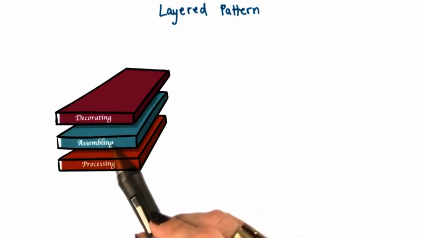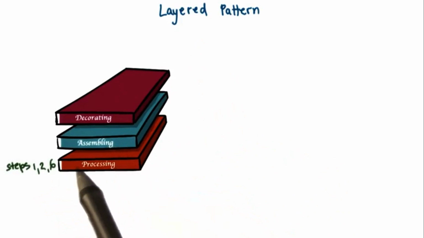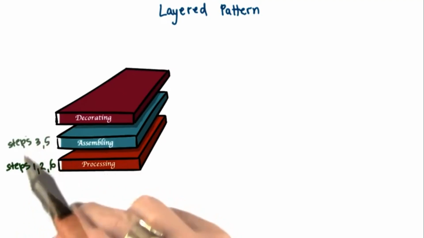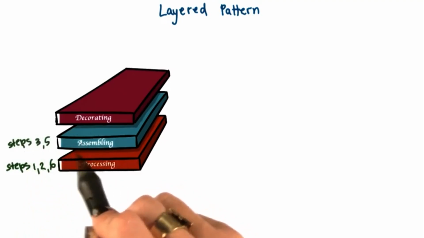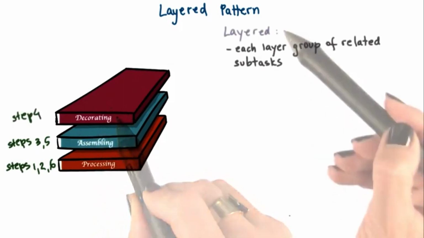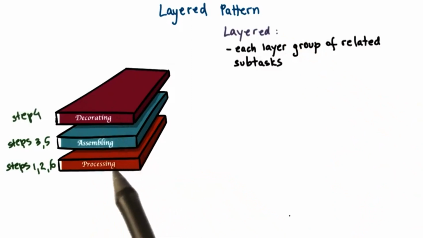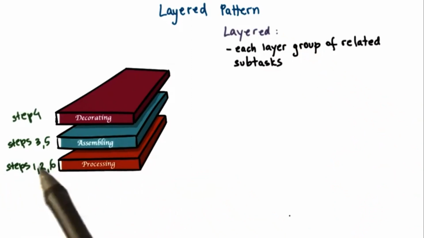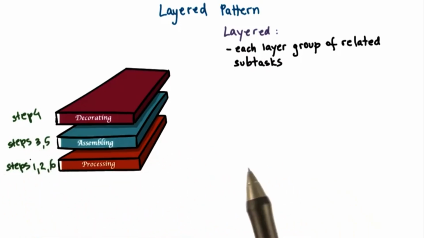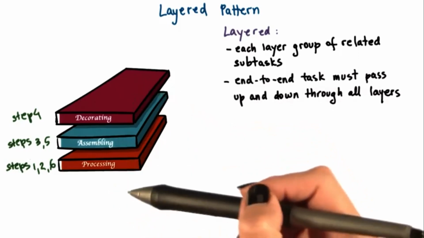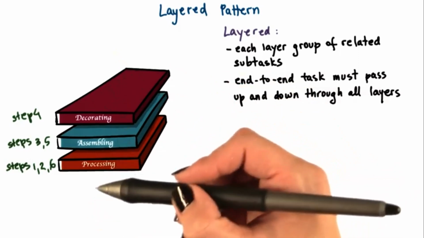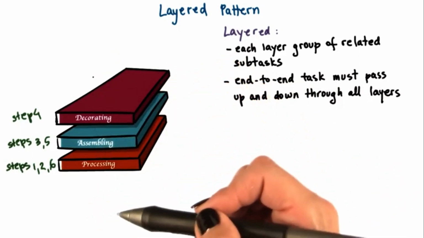Let's return to the toy shop example. Steps 1, 2, and 6, all of them deal with order processing. Accept the order, parse the order, ship the order. Steps 3 and 5 deal with cutting and assembling the wooden pieces for the toy. Step 4 deals with decorating or painting the toy. A layered model is one in which each layer is assigned a group of related tasks, and the threads that are assigned to a layer can perform any one of the subtasks that correspond to it. End-to-end, though, a task must pass up and down through all the layers. So unlike in the pipeline pattern, we must be able to go in both directions across the stages.